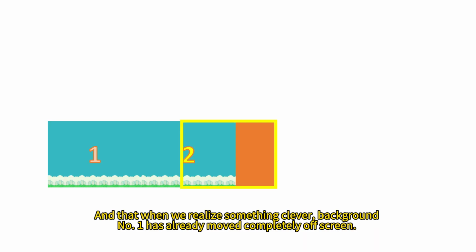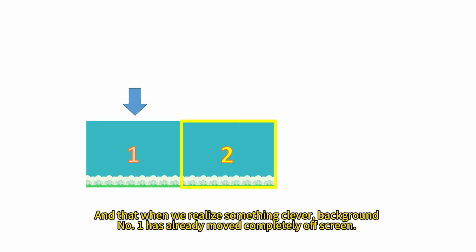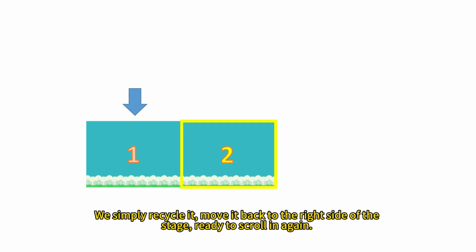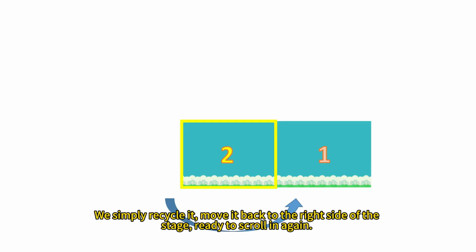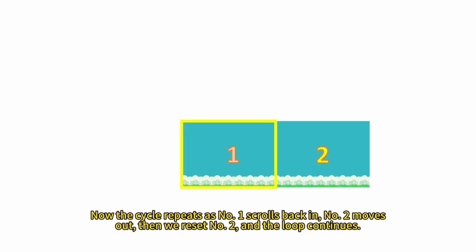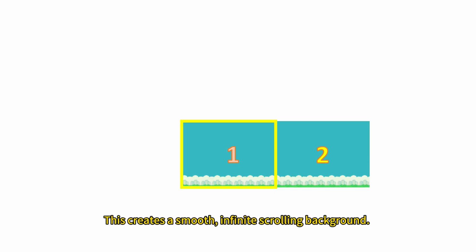And that's when we realize something clever. Background number 1 has already moved completely off screen. So what do we do? We simply recycle it. Move it back to the right side of the stage, ready to scroll in again. Now, the cycle repeats. As number 1 scrolls back in, number 2 moves out. Then we reset number 2, and the loop continues. This creates a smooth, infinite scrolling background.